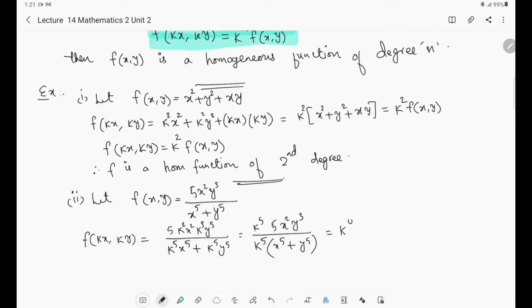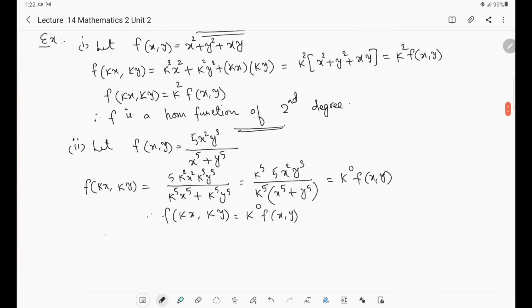k power 0 into 5x square y cube by x power 5 plus y power 5. See here, k power 0 we got, and the remaining is 5x square y cube by x power 5 plus y power 5. So according to the definition, it is f of x comma y. So therefore what we got here? We got f of kx comma ky is equal to k power 0 into f of x comma y.